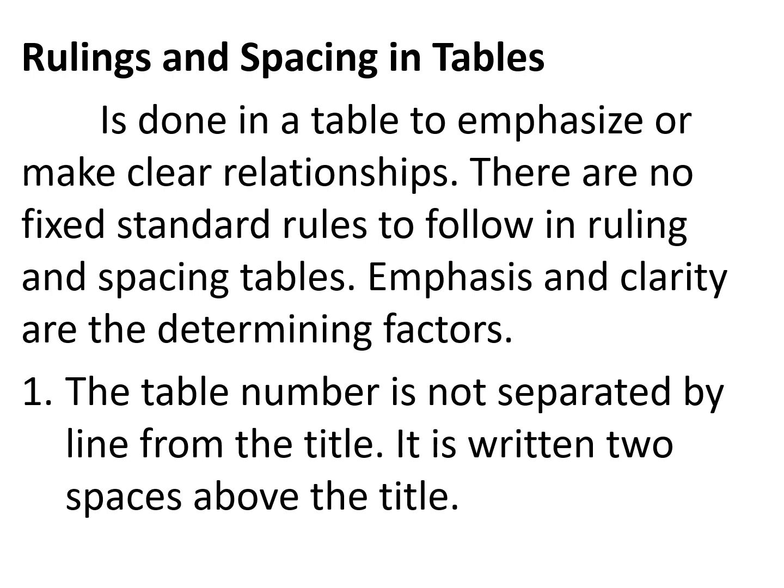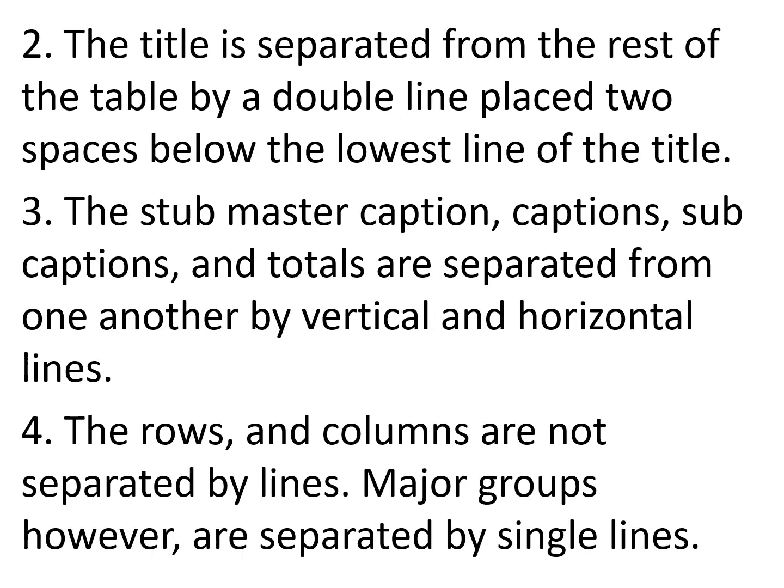With regards to the rulings and spacing in tables, it is done in a table to emphasize or make clear relationships. So there are no fixed standard rules to follow in ruling and spacing tables. The table number is not separated by line from the title, so it is written two spaces above the title. The title is separated from the rest of the table by a double line space, two spaces below the lowest line of the title.